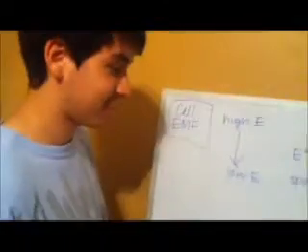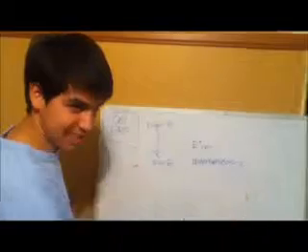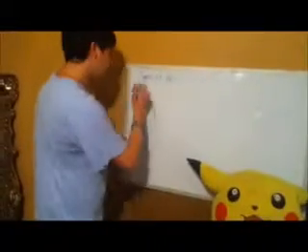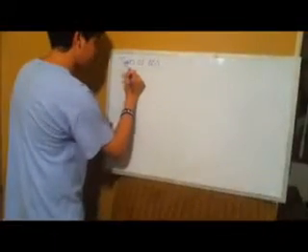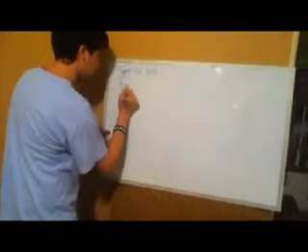Cell EMF, the energy of the cell, is the potential difference between the two different cells, the containers, whatever you want. Delta G's. There are 3 different delta G's.